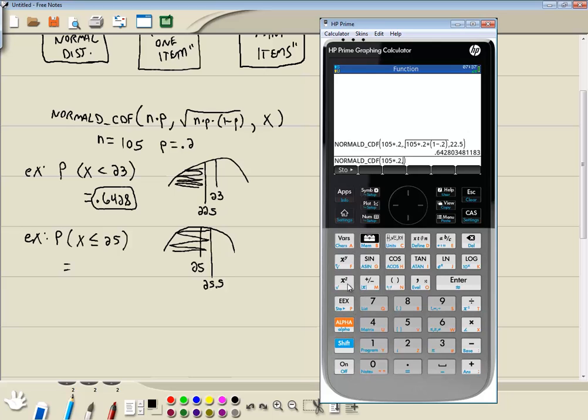So I do my shift x squared, and then n, which is 105 times 0.2, which is our p, times, and then I push my parentheses, and then 1 minus p. So 1 minus 0.2. Right arrow to get it out of the parentheses, right arrow to get out of the square root, and then I'll do a comma. And then the corrected x, which is 25.5. And then press enter. And then we got 0.8639.